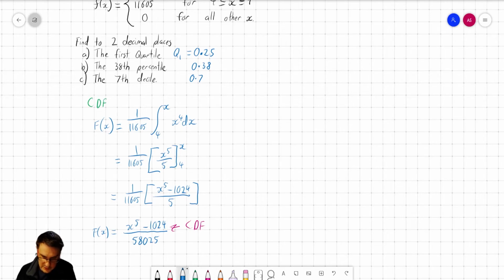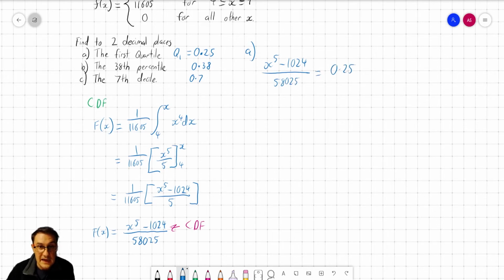So now what we're going to do is break each of these into parts. So let's start with A, first quartile. So what I'm going to do is have this equal to 0.25. So I'm going to have x to the power of 5 minus 1024 over 58025. That's equal to 0.25. It's now just a matter of solving this algebraically here.